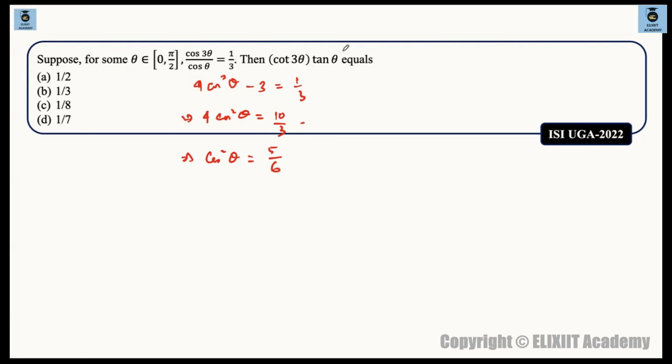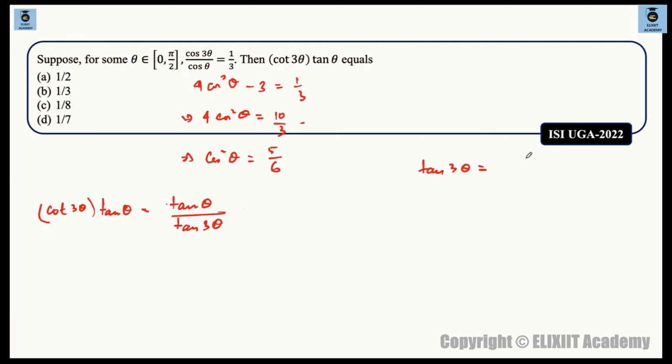Now focus on this cot of 3 theta into tan of theta. We have to find the value of this thing. So cot of 3 theta multiplied by tan of theta. Acha, cot of 3 theta formula is not known to us, but tan 3 theta is definitely known to us. So tan 3 theta will be helpful. This is the same as tan of theta divided by tan of 3 theta. ठीक है, and tan 3 theta formula is known to us. I have taught in trigonometry. Tan of 3 theta.